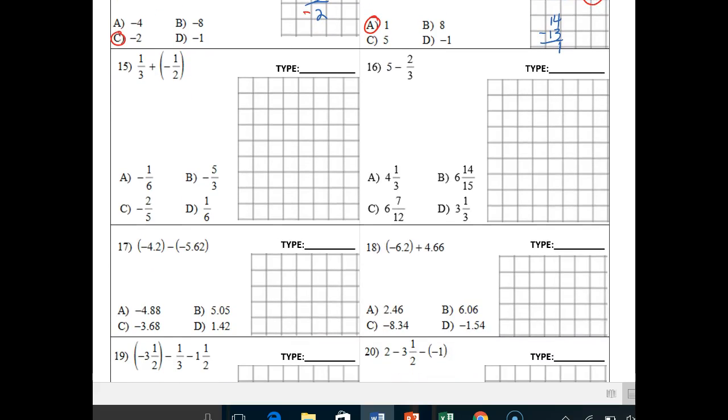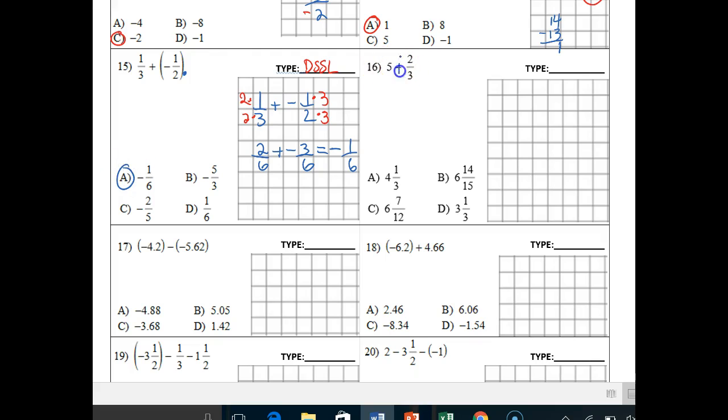On 15, before you solved it, you should probably have labeled the type as DSSL, and then gone ahead and said, all right, let me find common denominators. So actually, sorry, I'll do it right here. 1/3 plus negative 1/2. The common denominator is 6, so times 2 and times 3. Our new fractions are 2 over 6 plus negative 3 over 6. This is a DSSL problem. You have more negatives than you do positives, so negative is your answer. 3 minus 2 is 1. Negative 1/6. A.